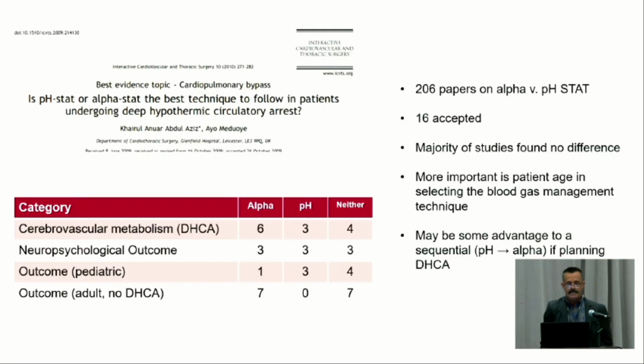More recently, in 2010, there was a good review article, 206 papers on alpha stat versus pH stat. 16 ultimately made the cut. When you look at cerebral metabolism and deep hypothermic circulatory arrest, it slightly favors alpha-stat, but 4 papers found no difference. Neuropsychological outcome, no difference. Outcome in pediatrics kind of favors pH-stat. Outcomes in adults without deep hypothermic circulatory arrest favor alpha-stat.